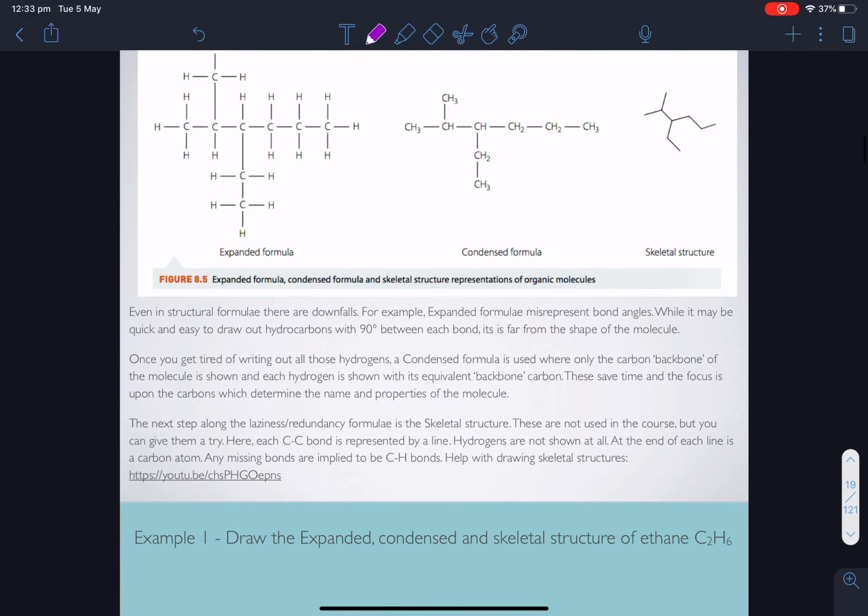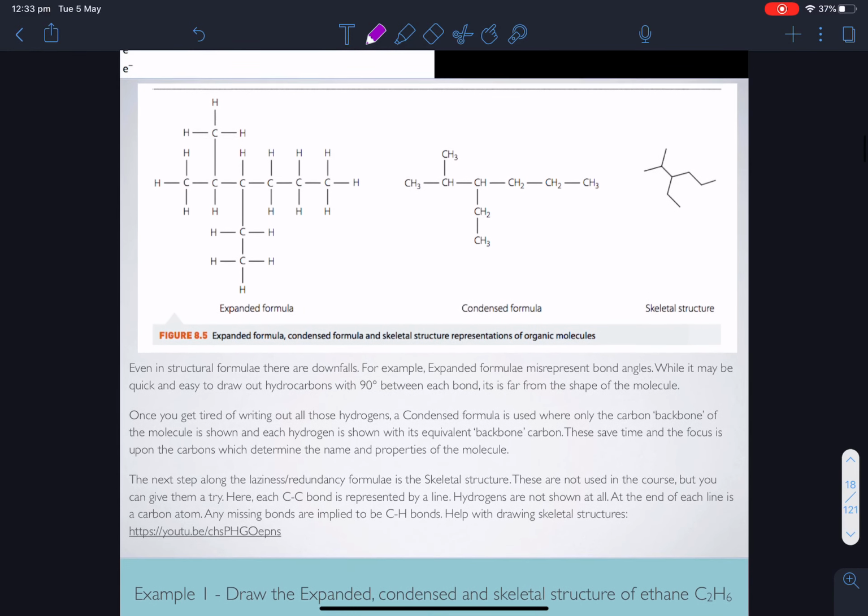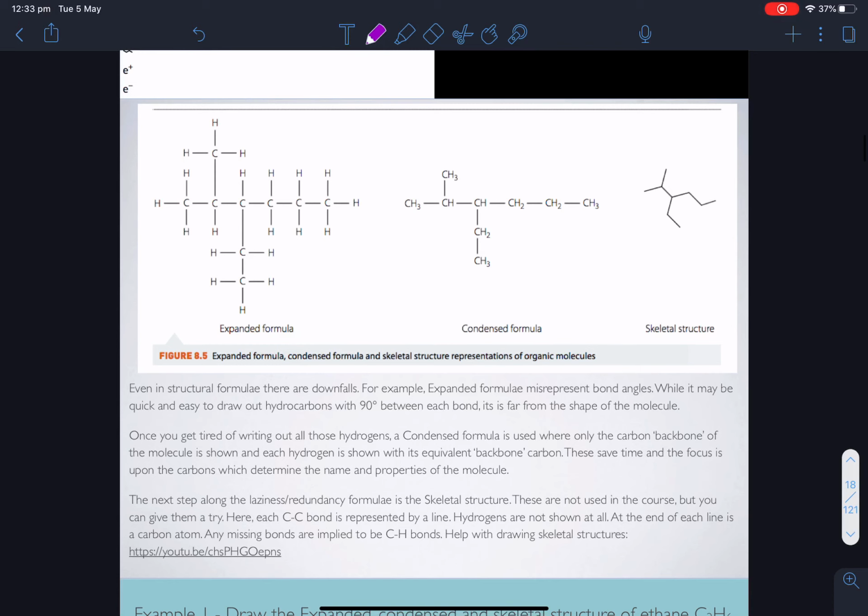Alright, I'm going to finish with this one, and the next one will start being examples. So the structural formula is really good, but there are some limitations to it. It doesn't show 3D shapes, and we need to do dashes and wedges. But there are some different ways that we can even use structural formula.